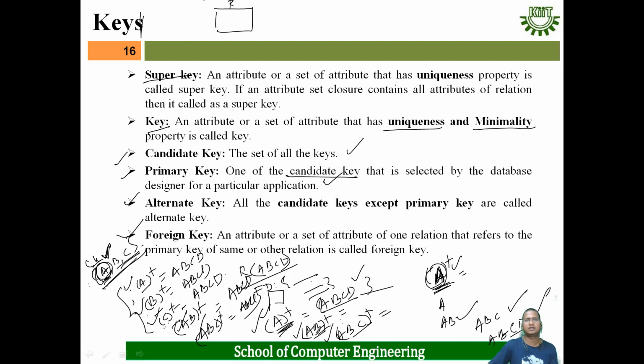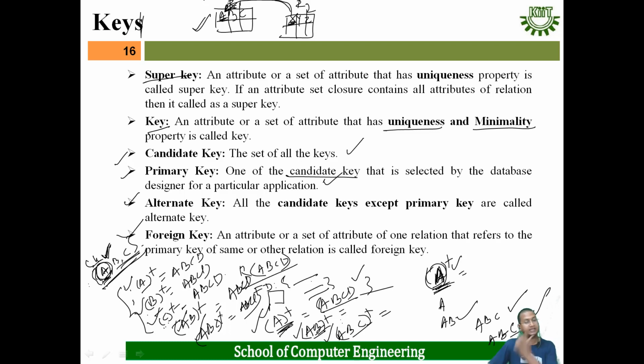Suppose one relation R1 is there, another relation R2 is there, and A, B, C are 3 attributes of R1 and X, Y, Z are 3 attributes of R2. A foreign key is an attribute or set of attributes which refers to the primary key of another table. Suppose the primary key of R1 is A, the primary key of R2 is X, and X refers to A, then X is known as the foreign key for this relation.